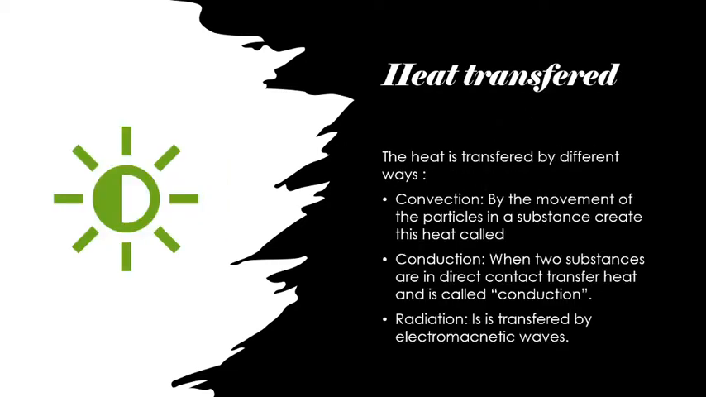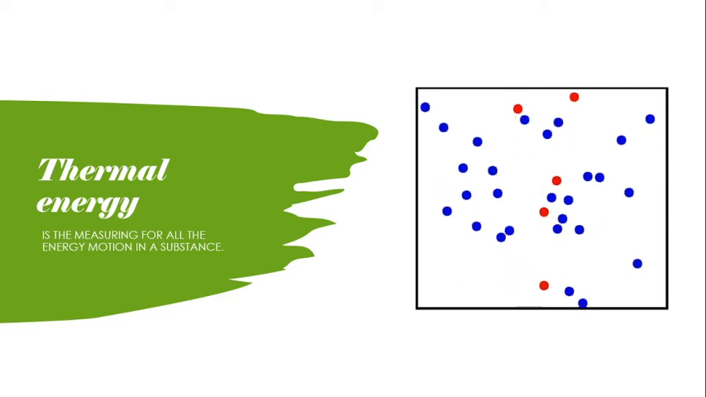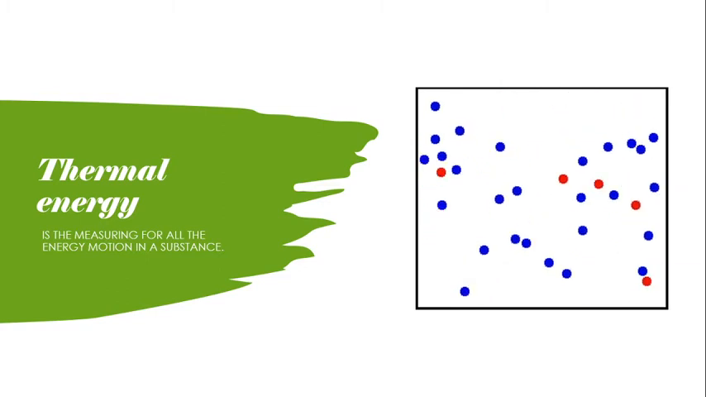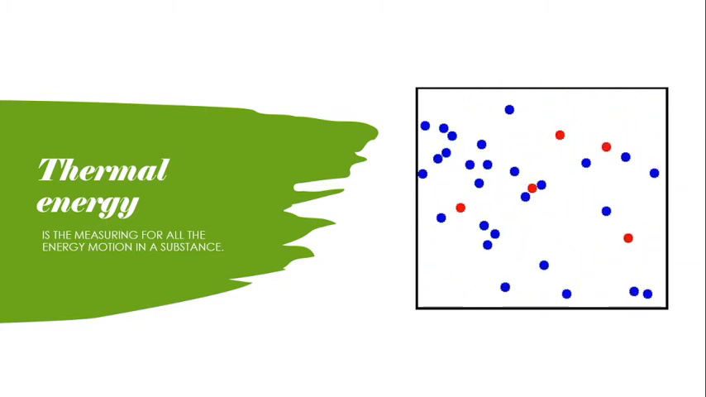Heat transferred. Also, heat can be transferred by different ways. The convection is one of them. That is the movement of particles in a substance that creates this heat. For example, in the first part of the presentation, we can see that the particles were moving. This is known as convection transfer because the moving of the particles creates this heat.